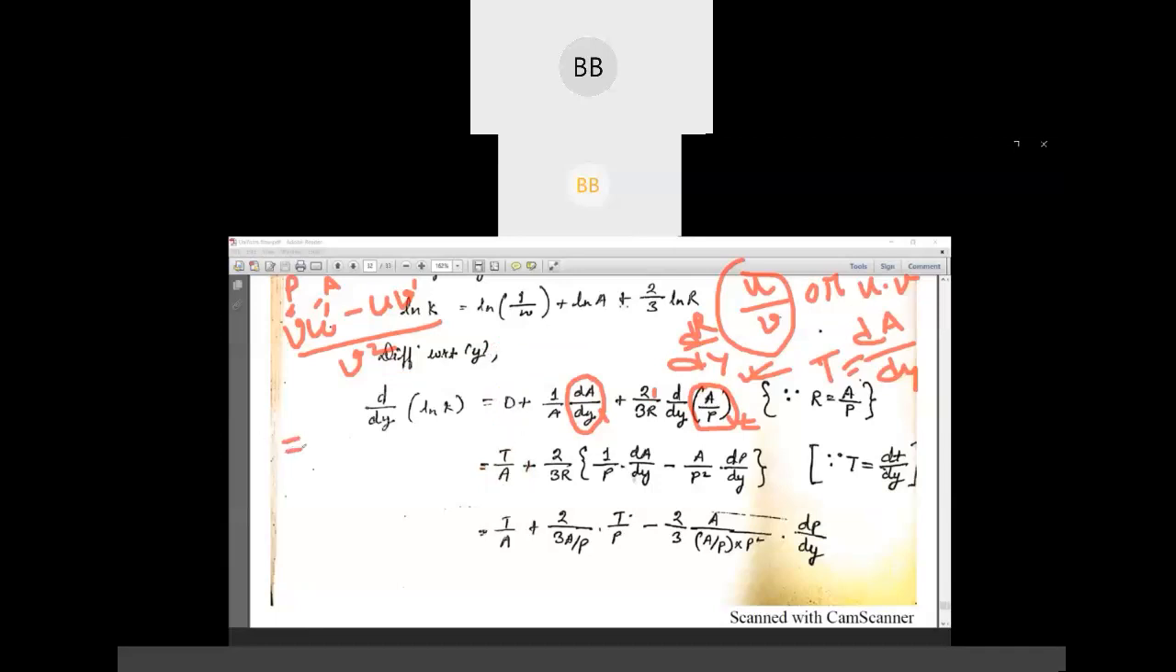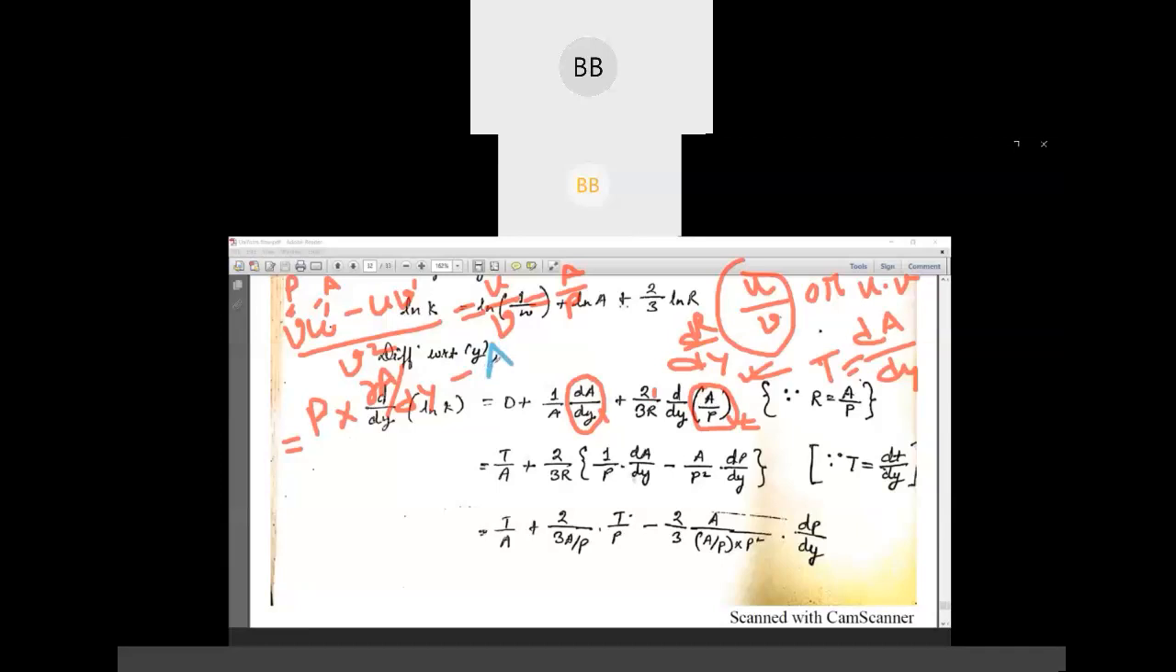If you solve this, let me solve for you. u by v is nothing but area by perimeter. So v is your perimeter, u is your area. So V is nothing but perimeter multiplied by your U, that is the derivative of U. U is area, so it will be dA by dy. Then minus, then it will be area.